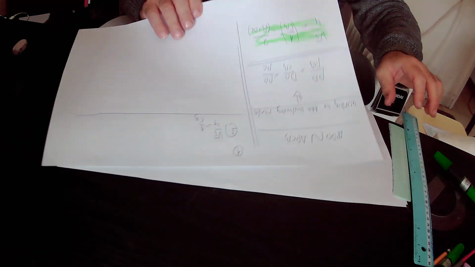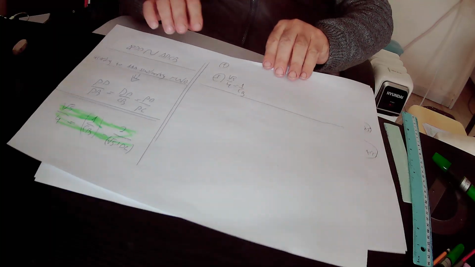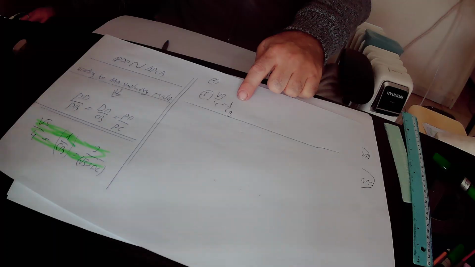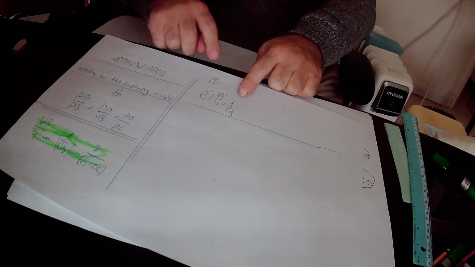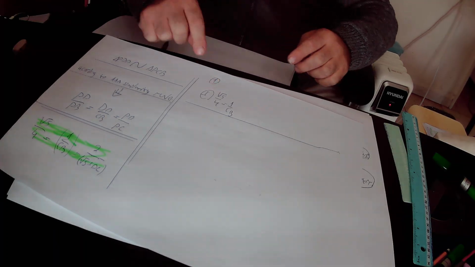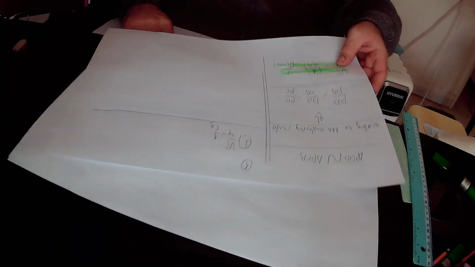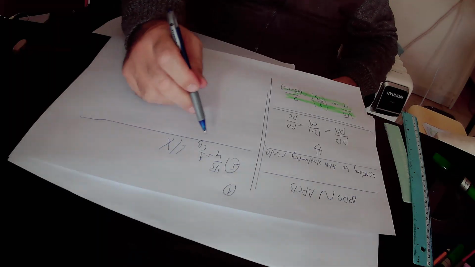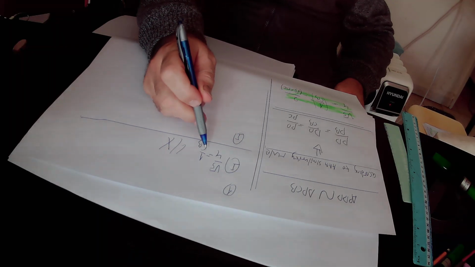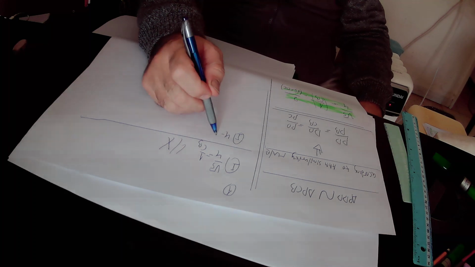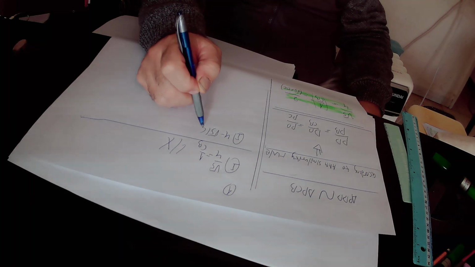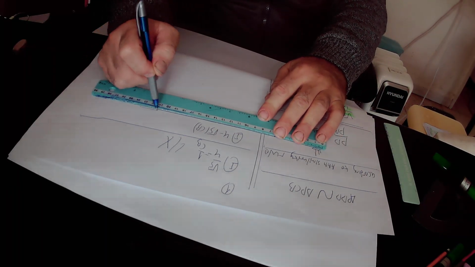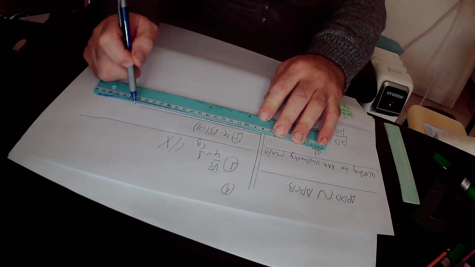Again, according to equation 1, the square root of 5 over 4 equals 1 over CB. Here we will cross multiply this equation 1 and get that, according to equation 1, 4 times 1 is 4, which equals the square root of 5 times CB. So we found out that 4 equals the square root of 5 times CB.